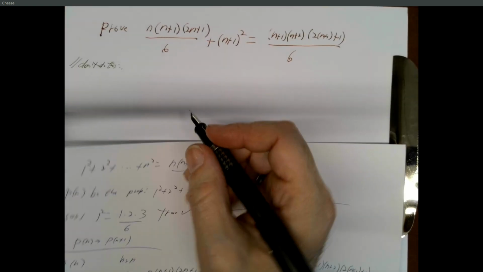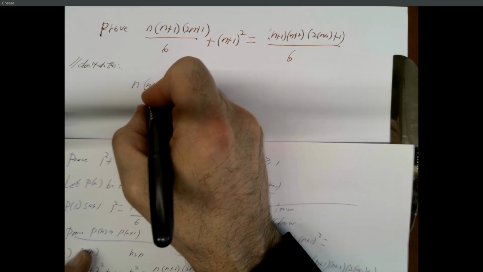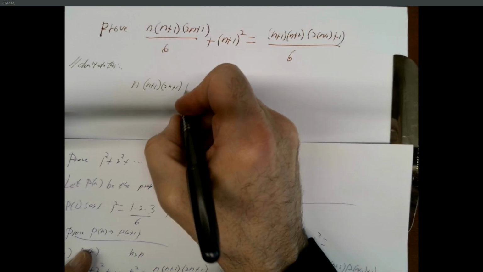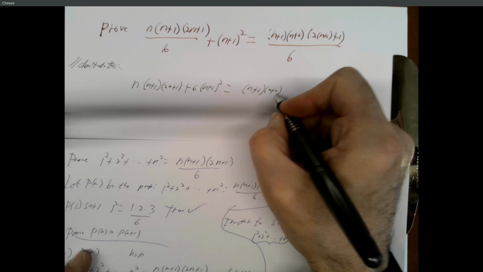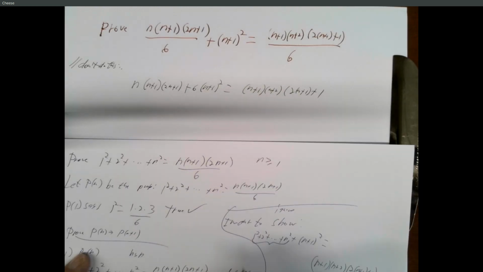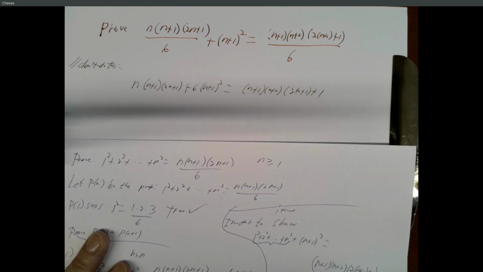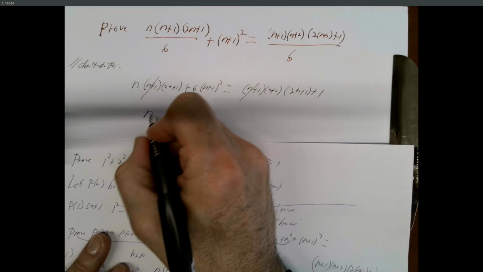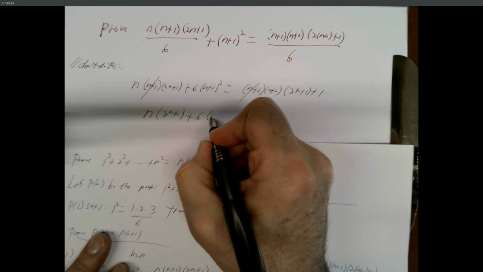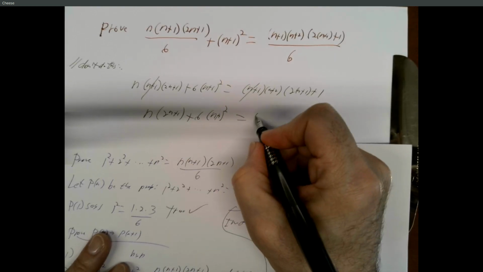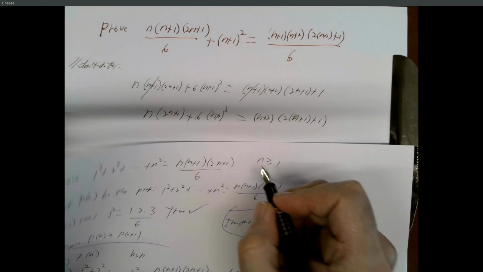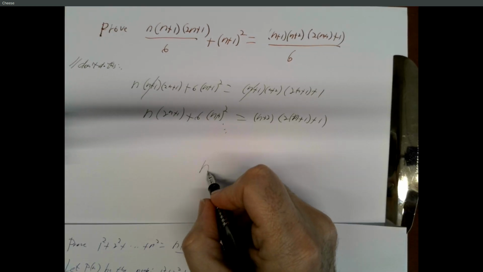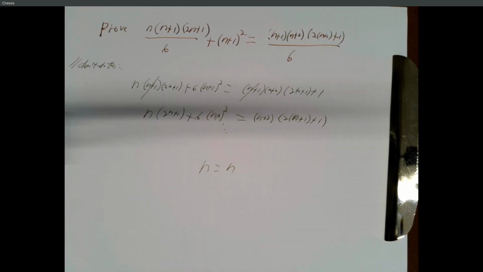I'm going to multiply both sides by 6, so I'm going to say n times n plus 1 times 2n plus 1 plus 6 times n plus 1 squared equals n plus 1, n plus 2, 2 times n plus 1 plus 1. And now I'm going to divide both sides by n plus 1. I'm going to say n times 2n plus 1 plus 6 times n plus 1 squared equals n plus 2 times 2n plus 1 plus 1, and so on, and eventually I'm going to come up with something like, you know, n equals n. Okay? That is not a valid proof.